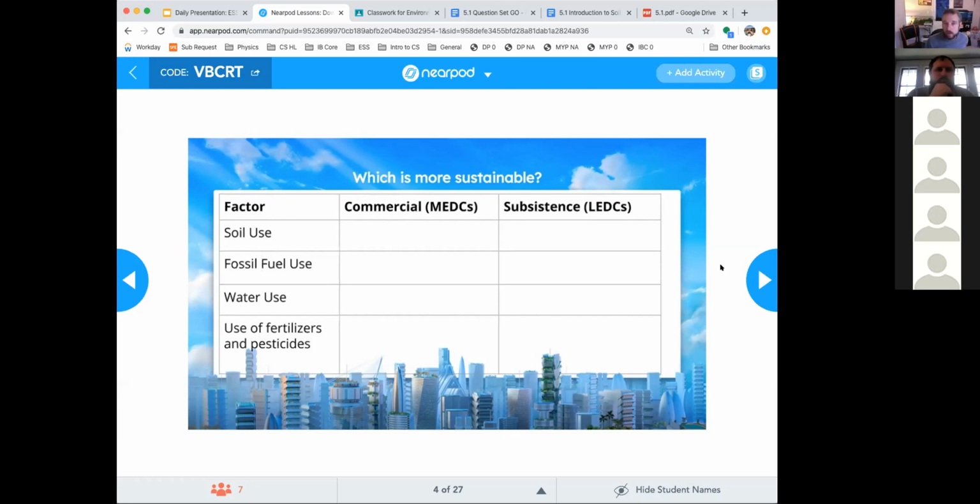So feel free to annotate in Zoom and make a check or an X where you think it goes. If you think it's commercial for soil use or subsistence for soil use, make a check or an X on whichever side you think it is. Or you can respond in the comments, or you can unmute yourself. Any way you would like to participate.